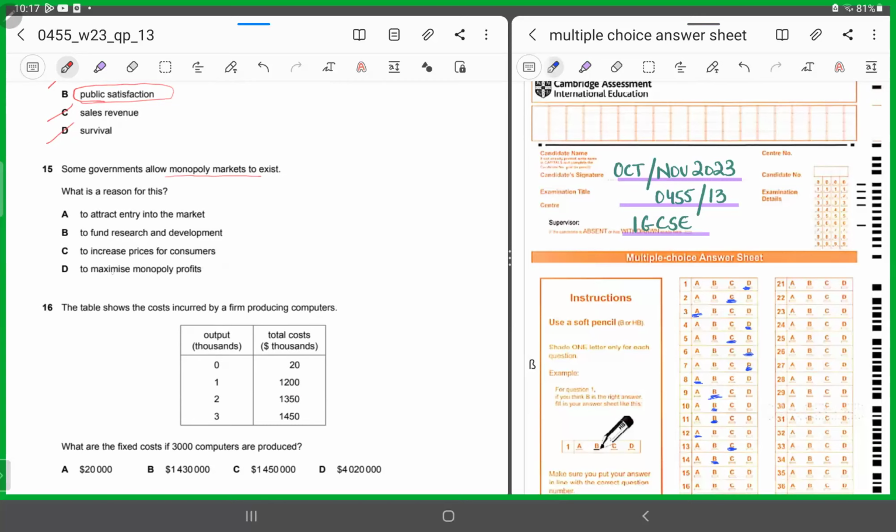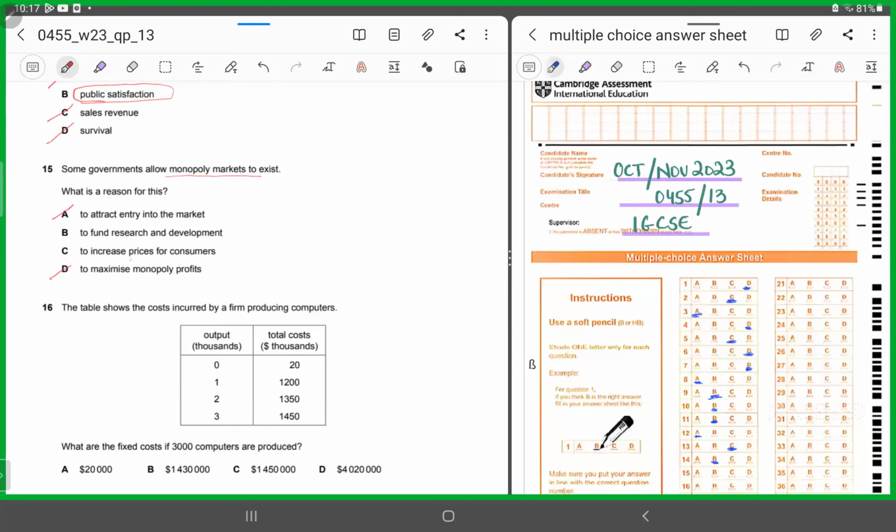Now, if it would have been to maximize monopoly profits, it would not have been in the interest of the government. It would have been a disadvantage of having monopoly, because then the monopoly would have been working in its own self-interest. So that would not be a reason why the government would want monopolies to exist. So you can chop D off. A says to attract entry into the market. When monopolies are there, it becomes extremely difficult. That's a barrier to the market. There are barriers to entry, and it's difficult for firms to enter the market when monopolies exist. So A can be chopped off.